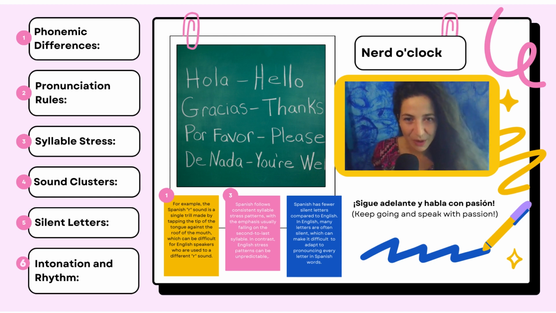I'm going to go back to number 3. That's your syllable stress. Spanish follows a consistent syllable stress pattern. What do I mean? It's like being on a train almost, you know, na na na na na na na na na na na. It's always on the second vowel from the end of the word. That's where I'm going to stress my word the most.